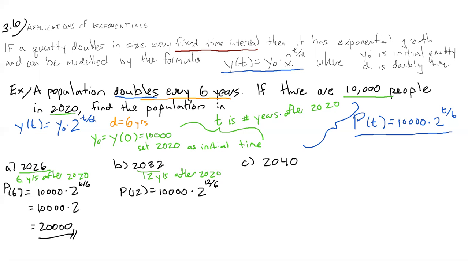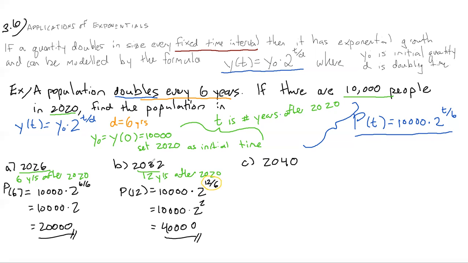It's this circle right here, the number of 6-year time intervals that pass. And so it's telling you to multiply by 2 that many times. It tells you to multiply by 2 twice. So we get times 2 squared, and that'll be 40,000. Right, so that's how the formula comes together.